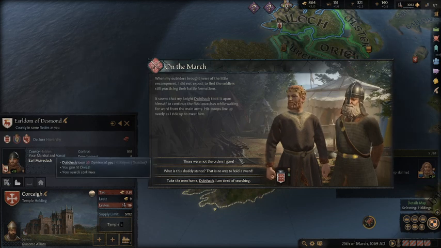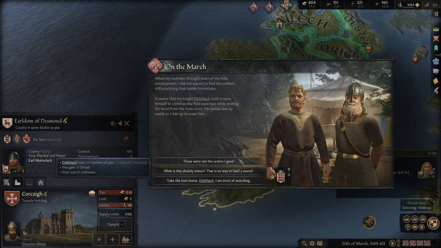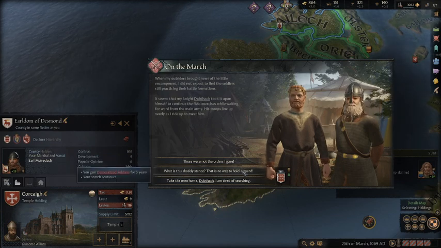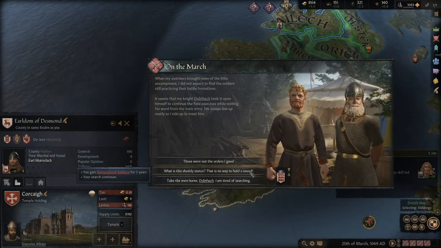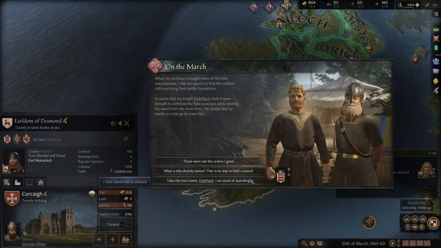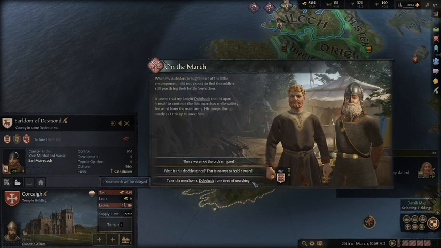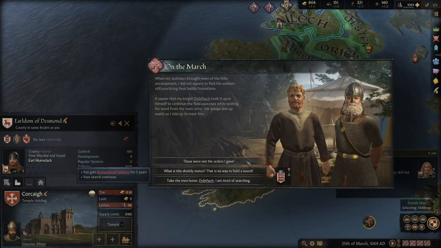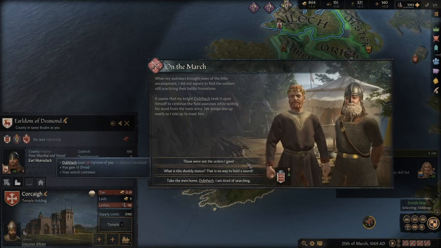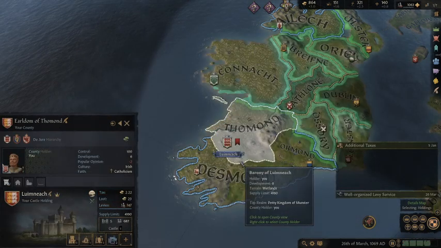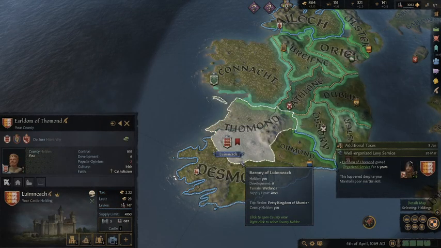So you have the options of, those were not the orders I gave. Insult him: what's this shoddy stance? That's no way to hold a sword. Or take the men home: I am tired of searching. You know what, Gerald? I'll go for the option that gets me a little bit of dread. Sure.